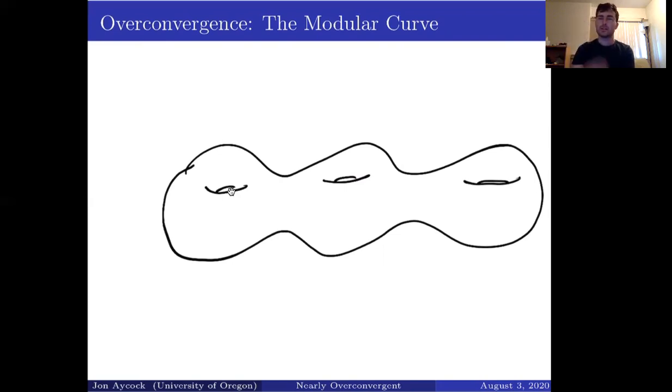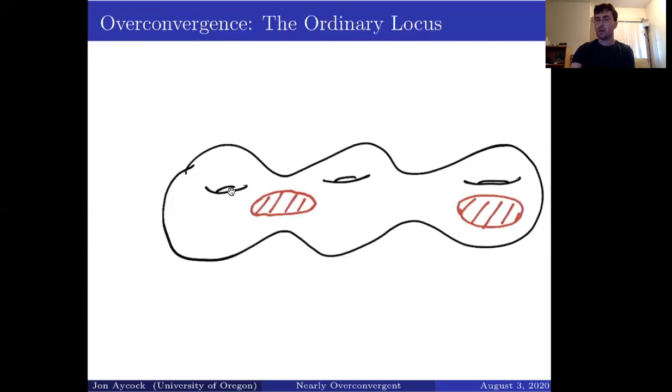The ordinary locus, what we're going to do is take out all of the supersingular elliptic curves, and as it turns out, there's going to be a finite number of disks, and each of these disks corresponds to some supersingular elliptic curve. So all of the supersingular elliptic curves live on these red circles, and what we do for the ordinary locus is we just take them out. So the rest of the curve is fine. These are ordinary elliptic curves, but the supersingular ones we're taking out.